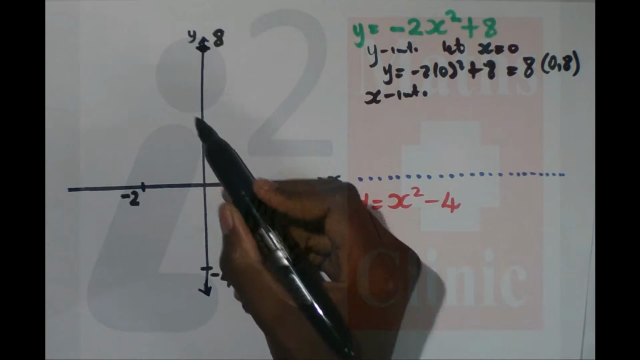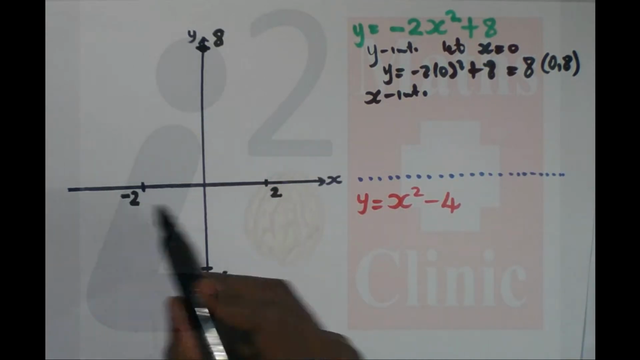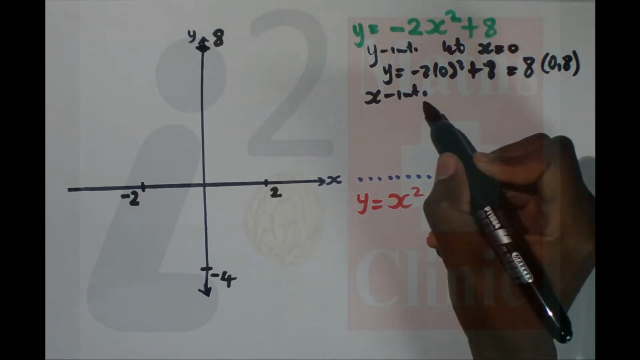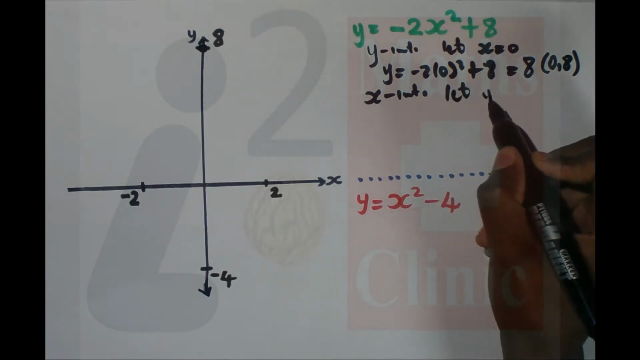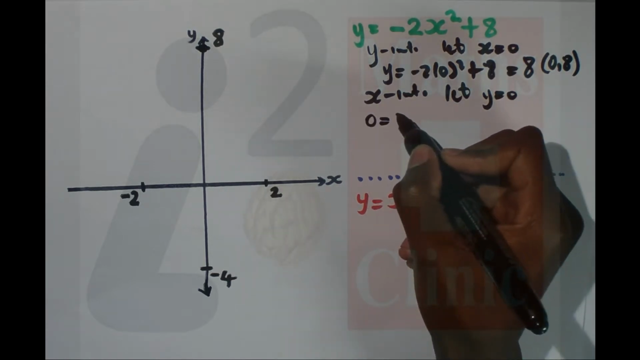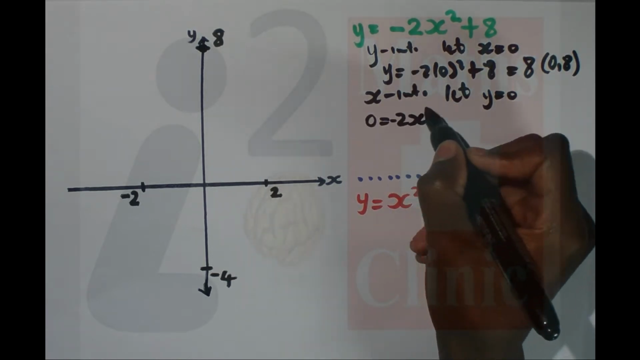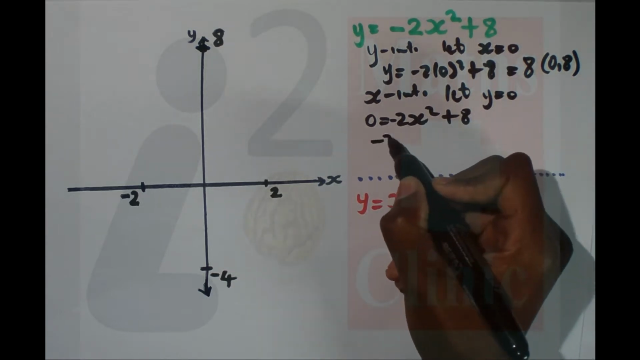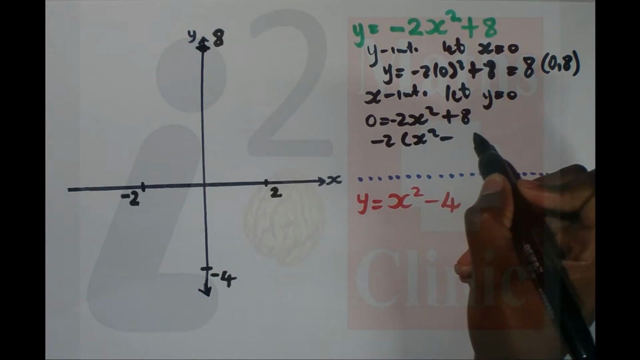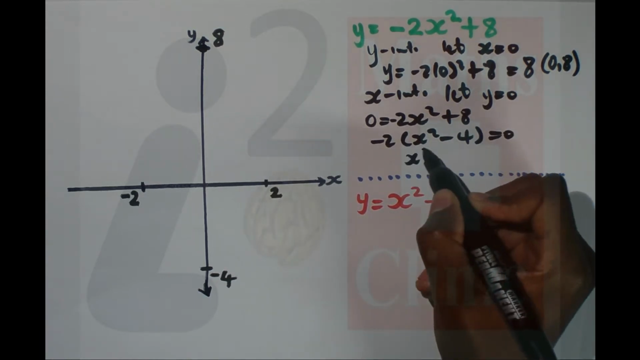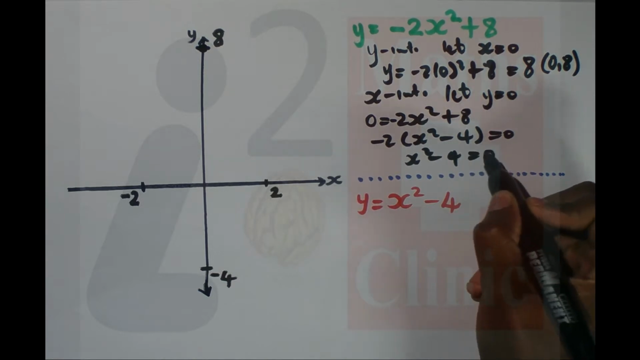X-intercept kulapho igraph yethu izawukhatha khona phi x-axis. So this is the x-axis there to la horizontal line. Fine. To get x-intercept, we'll let y be 0. Okay, so we let our y be 0. We have a negative 2x squared plus 8. Okay, so we can factor out la minus 2 payana. We have x squared minus 4 equals to 0.